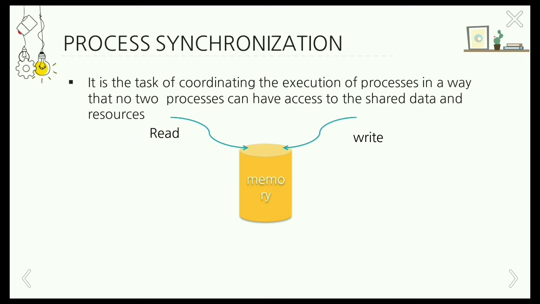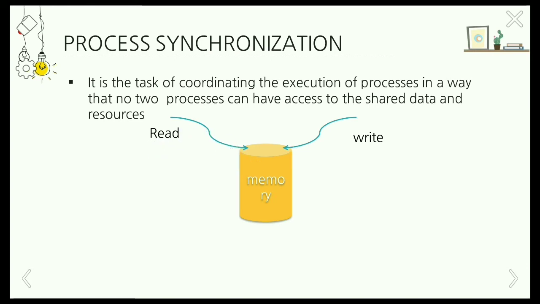So it may be memory. No two processes are allowed to access the shared data. Let us consider two processes, process P1 and process P2. Here P1 is accessing the memory location, performing a write operation on it. Similarly, at the same time, process P2 is performing a read operation on the memory location. So simultaneously two processes are accessing the shared resource at a time.